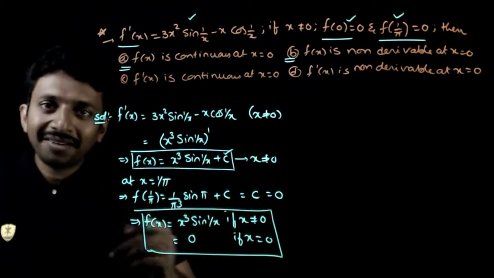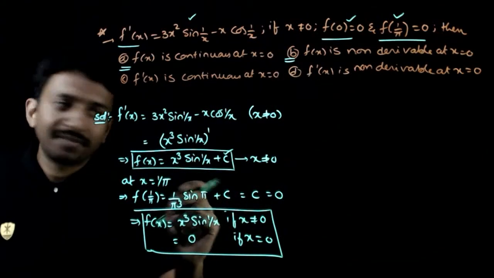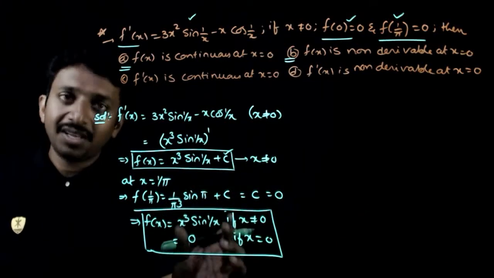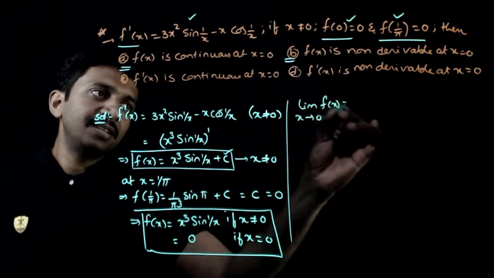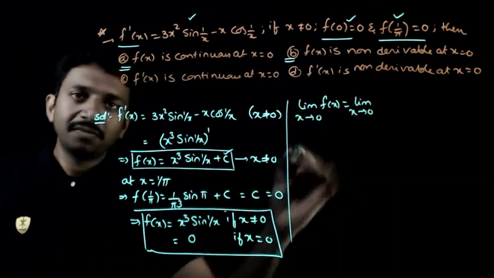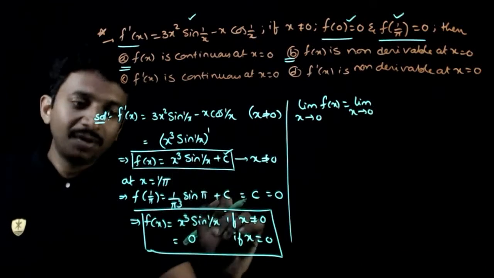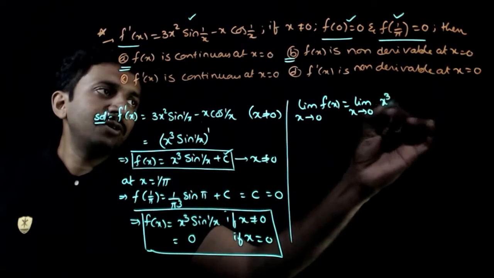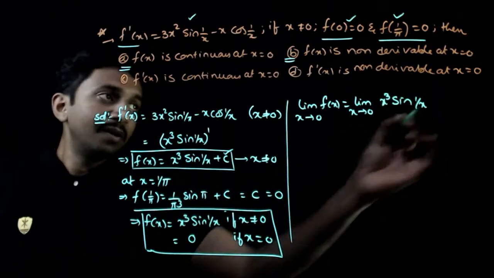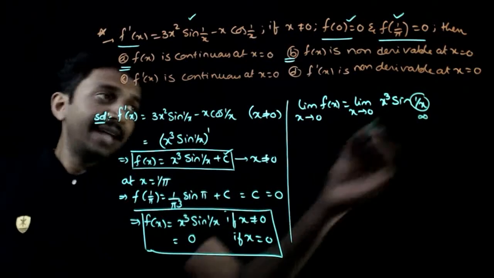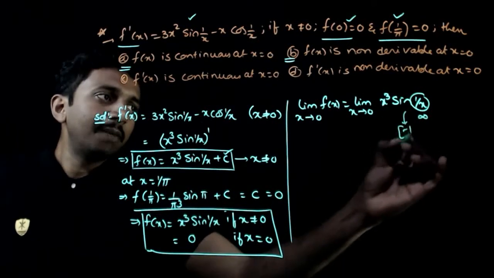So f of x आपको पूरा आ गया, इसका नेचर आप देख सकते हैं. सो फर्स्ट कंटिन्यूटी चेक करेंगे, इसके बाद डिफरेंशिएशन चेक करेंगे. So if you want to see the continuity, so limit x tends to 0 f of x is equal to limit x tends to 0. x tends to 0 का मतलब है x is not equal to 0, x is in the neighborhood of 0. So in the neighborhood of 0, f of x is x cube sine 1 by x. So आप देख सकते हैं as x tends to 0, 1 by x tends to infinity, and sine infinity does not go anywhere, but it is some number between minus 1 and plus 1.